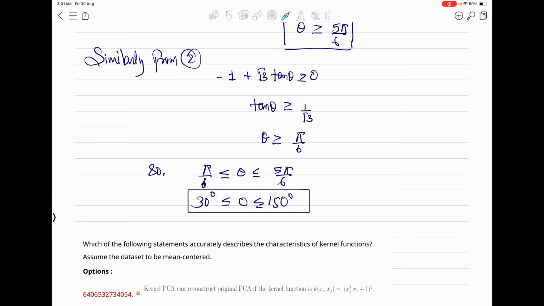Similarly, from the second we will get minus 1 plus root 3 tan theta greater than or equal to 0, from where we will get theta as pi by 6. So our range will be from pi by 6 to 5 pi by 6, that is 30 degrees to 150 degrees, and this is theta.